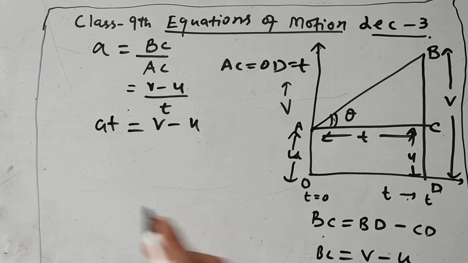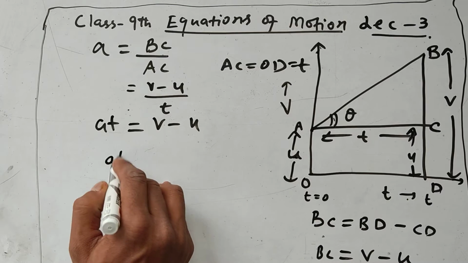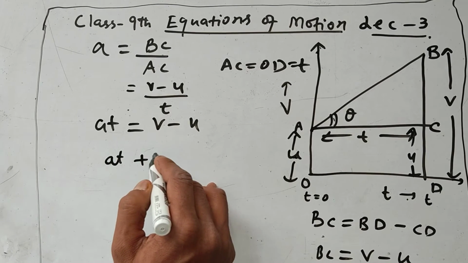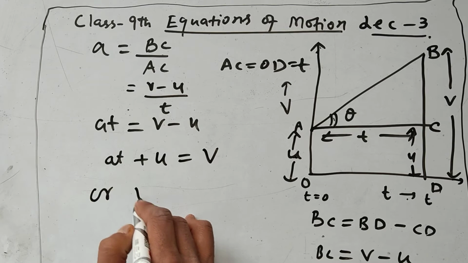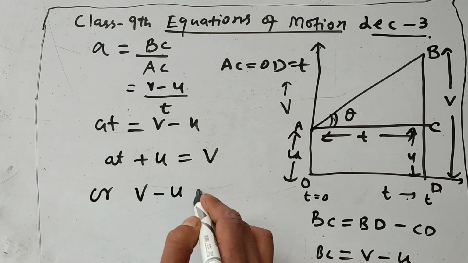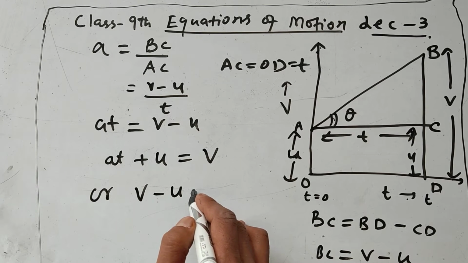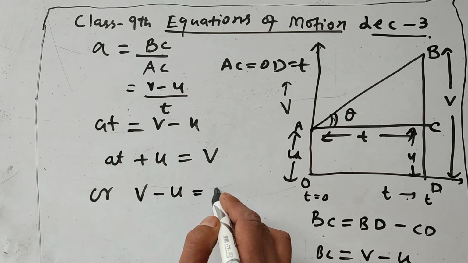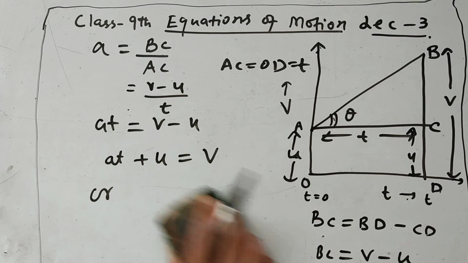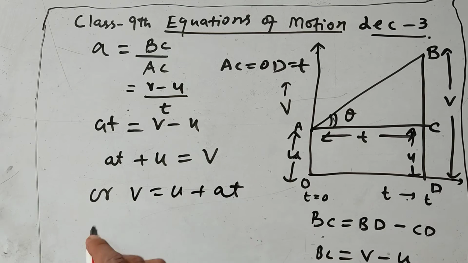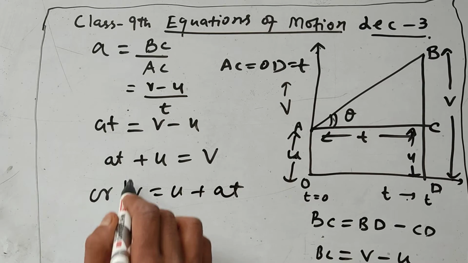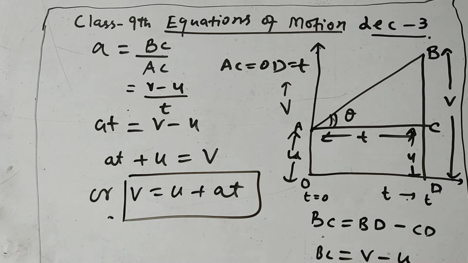Now after transposing this term, we will get at + u = v, or we can say v = u + at. So this is the first equation which we have derived here. So the first equation of motion we have derived.